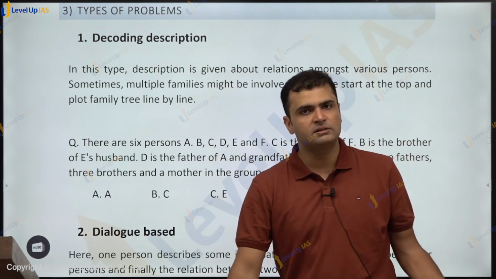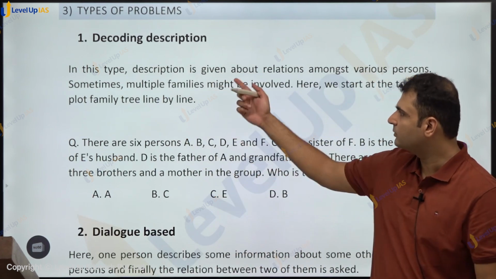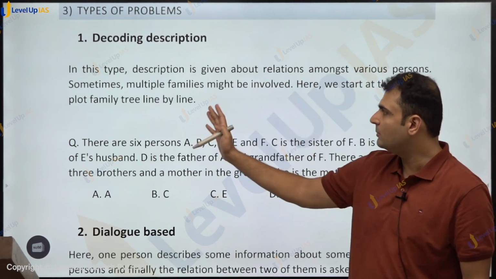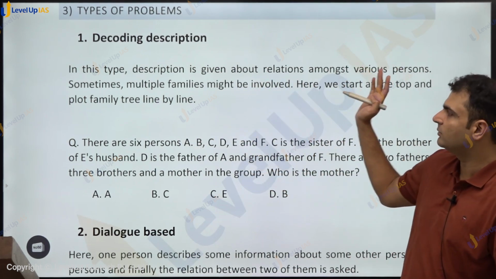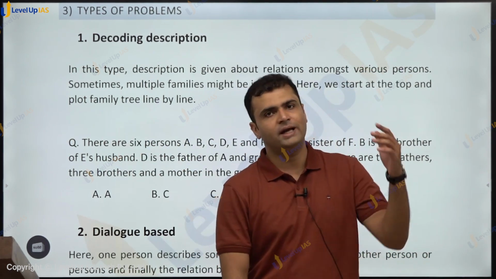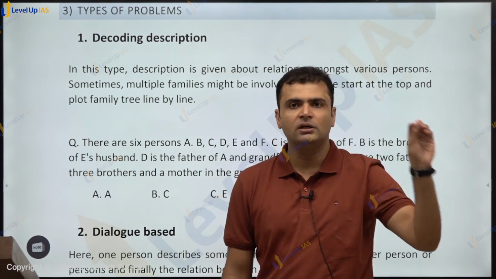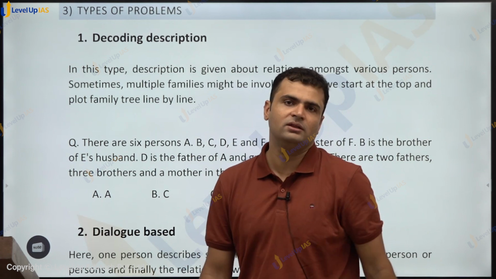Decoding description, that is question type number 1. In this type of question, the description is given about the relation among various people. Sometimes multiple families might be involved. Here we start from the top to plot the family tree line by line. So we start reading the question and just plot the family tree according to the description that is given in the question.